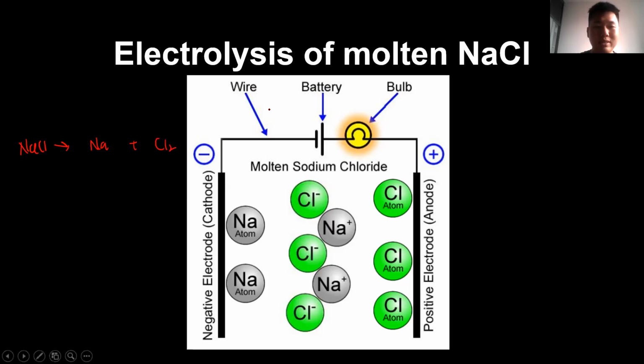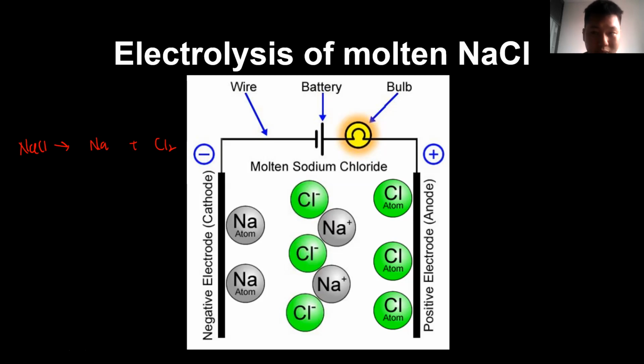So this is what happens in electrolysis. Let me see if anybody has any questions. If you guys have any questions, do let me know in the chat. So yes, the sodium metal is solid over here. The chlorine atoms will combine to form chlorine gas. So sodium will exist in a solid state.